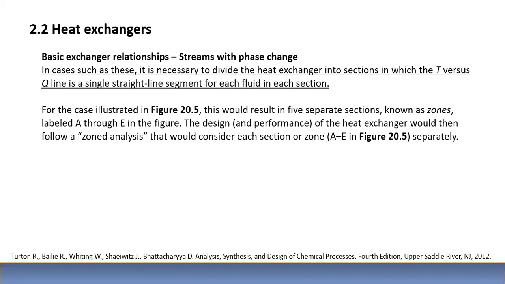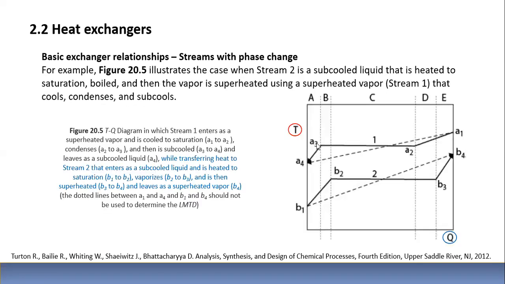The design and performance of the exchanger would then follow a zone analysis, that is, an analysis zone by zone that will consider each section or zone from A to E in figure 20.5 separately. That is to examine these temperature differences between stream 1 and 2. In these conditions, we will need to analyze zone A, zone B, C, D, and E separately.